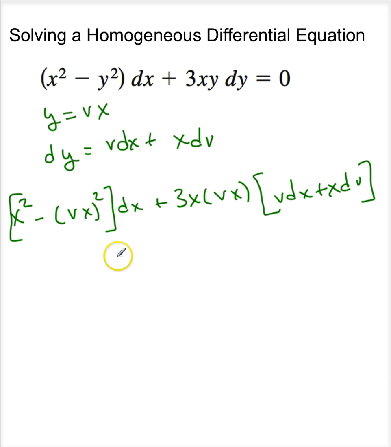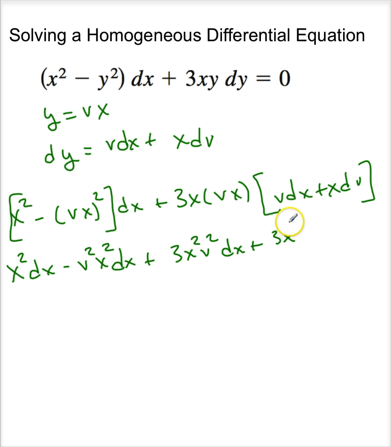Now the easiest thing here is to just multiply this out. I have x squared dx minus v squared x squared dx plus 3x squared v squared dx plus 3x, and I believe I have cubed, v dv, and this equals 0.